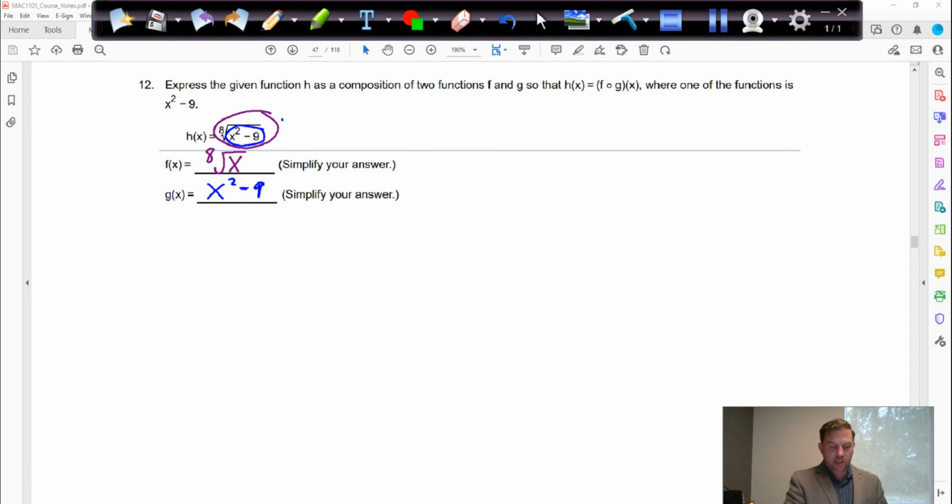So if that's the inside and outside, it would form that h right there. Section 2.6.